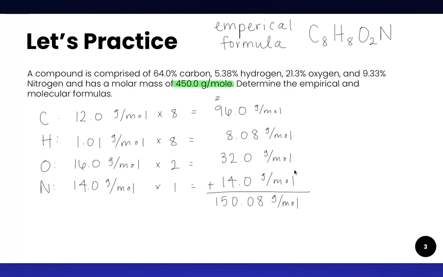To find the molecular formula, we will divide 450 by 150, which is equal to the whole number 3. This tells me that the empirical formula represents a third of the molecular formula. So we need to multiply all of the atoms in the empirical formula by 3.